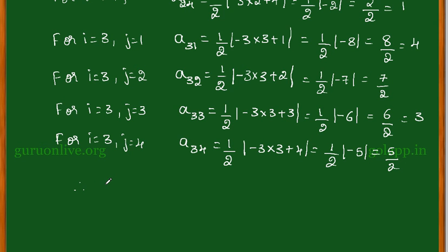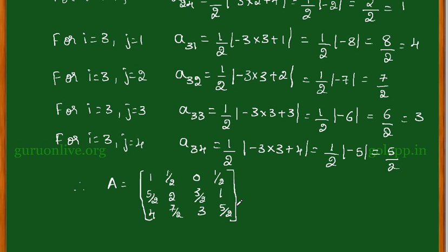So therefore, the element A is equal to 1 by 2, 0, 1 by 2, and the second row is 5 by 2, 2, 3 by 2, 1, and the last row is 4, 7 by 2, 3, 5 by 2. This is the matrix A, whose general element is Aij is equal to 1 by 2 modulus of minus 3i plus j.